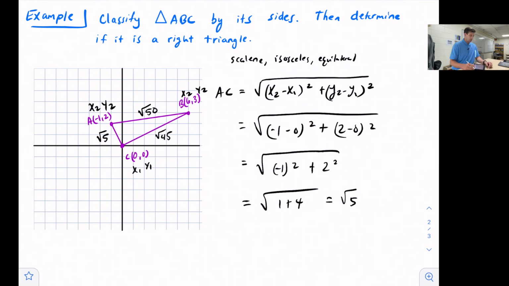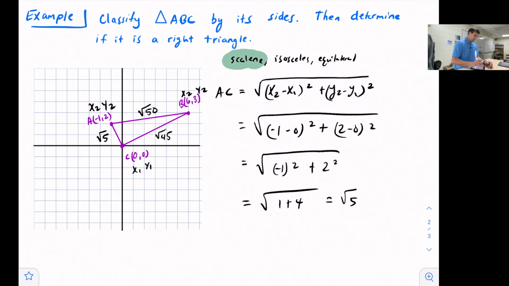Okay. All right, so now we look at our three sides. We have square root of 50, square root of 45, and the square root of 5. So all of those are different. And so we are going to say that this is a scalene triangle, right? All three sides are different, or in other words, there are no congruent sides.